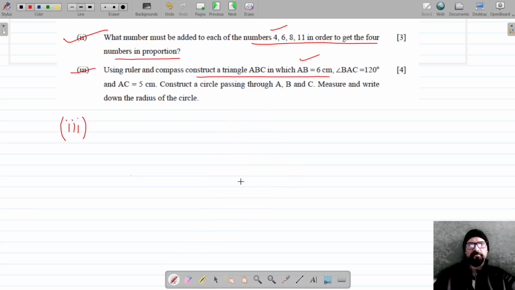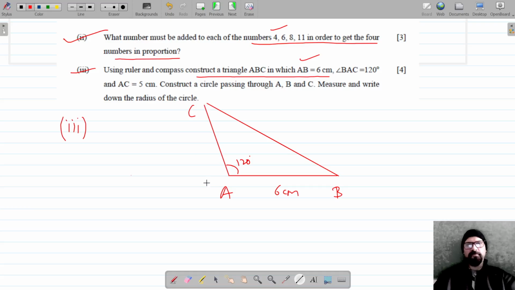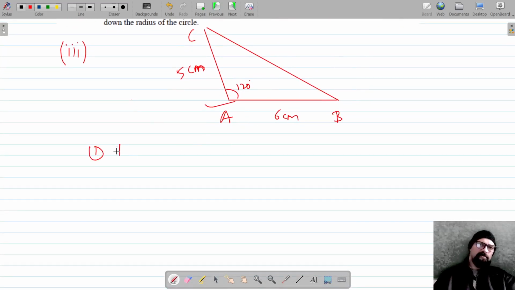And first of all, AB is equal to 6 centimeter. So draw AB is equal to 6 centimeter, then angle BAC. This is angle BAC, which is 120 degree, and then it's BC. So this is the rough sketch of the triangle, and AC is 5 centimeter. So I will write the steps of the construction. First of all, we will draw a segment AB. It's equal to 6 centimeter.